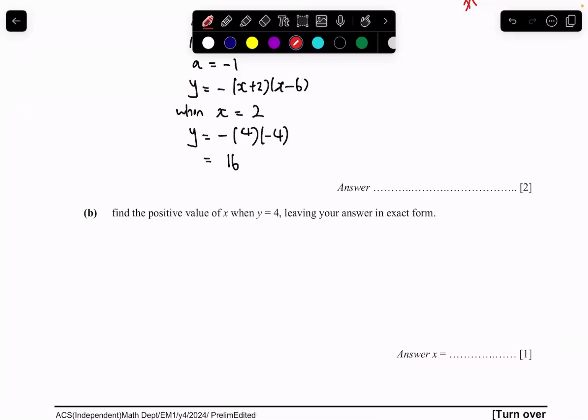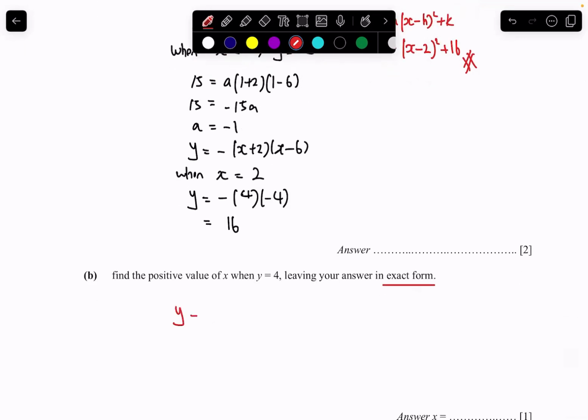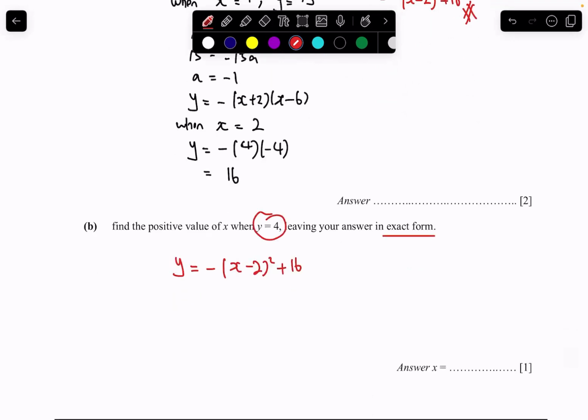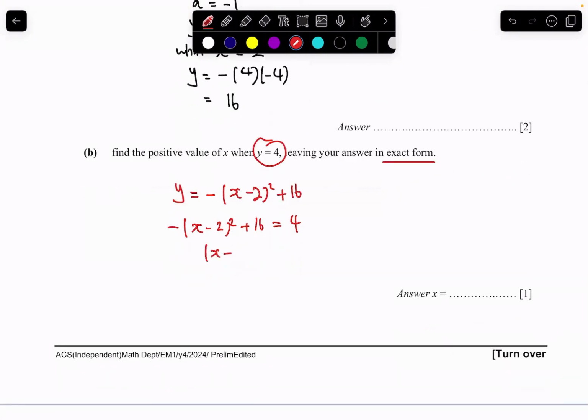Find the positive values of x when y equals 4, leaving your answer in exact form. Okay, exact form, let's see what we mean. So I sub in. Now I know that my equation is y equals negative (x minus 2) squared plus 16. So when y equals 4, sub in 4: negative (x minus 2) squared plus 16 equals 4. 16, bring over to the right hand side, equals negative 12.